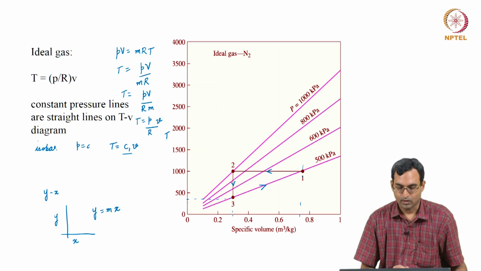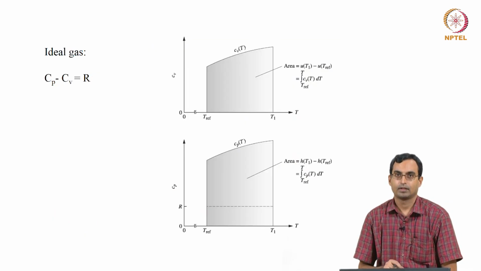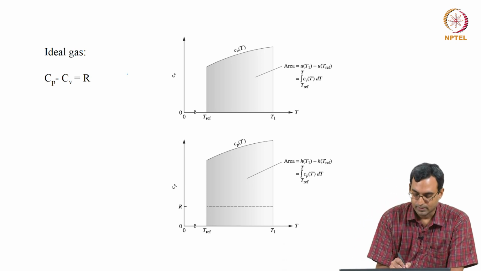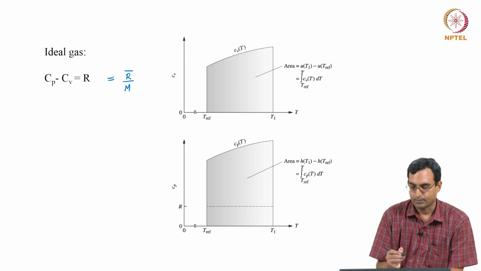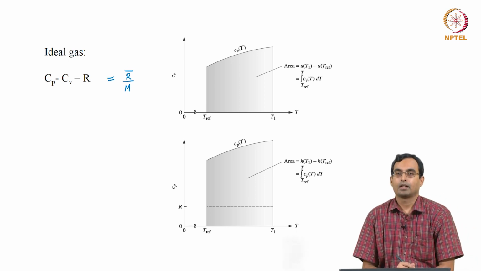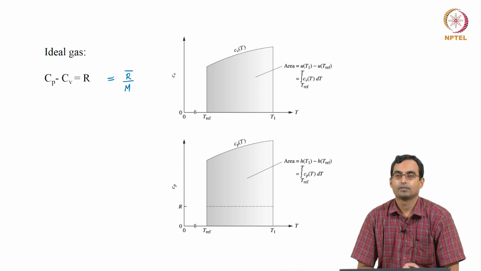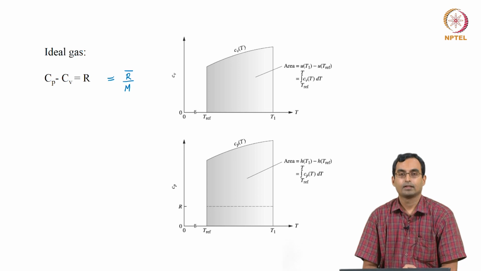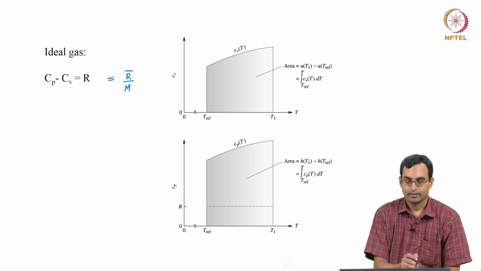In our definition of ideal gases, what we said is that Cp minus Cv is R, which is true. This R is a constant, the specific gas constant, which we get by dividing the universal gas constant by the molecular weight. Now, if we talk of what is called a perfect gas, which we said is calorically perfect, then we said Cp and Cv are constants and they do not change at all, and then this is true.